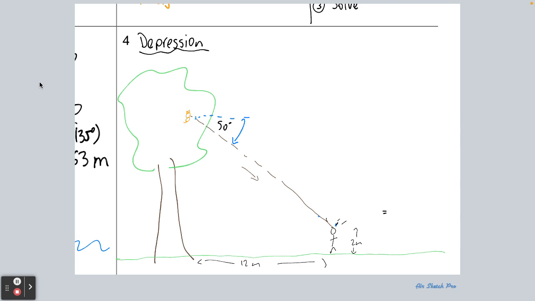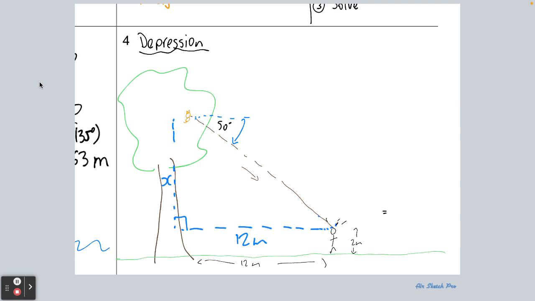How high is a tree? Or to be more precise, how high up the tree is Joe? How high did Joe climb before Joe got stuck? So if there's a 12-meter distance from here to here, that means there is a 12-meter distance from here to here as well, like so. So that's got to be 12 as well. And we've got this distance here, which we don't know. So let's call it x.